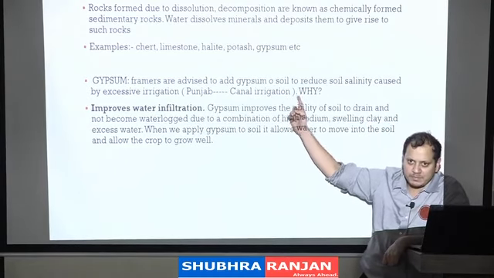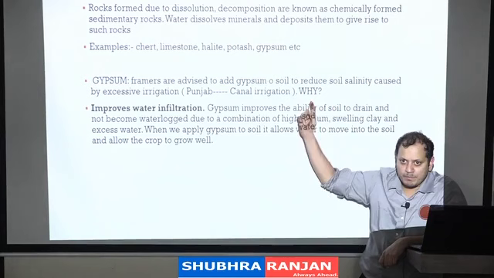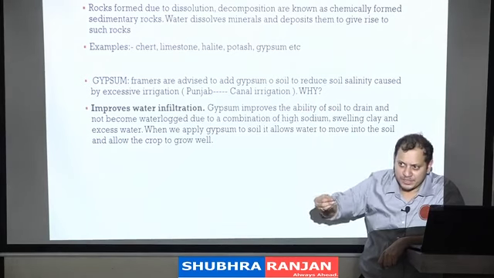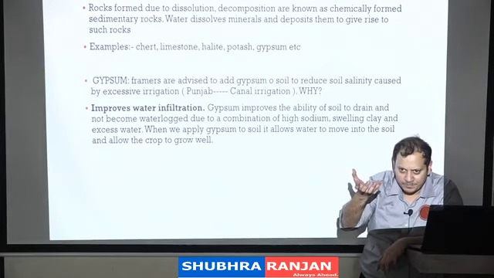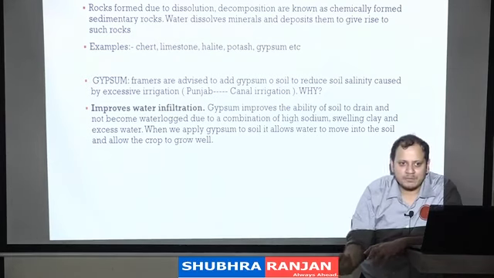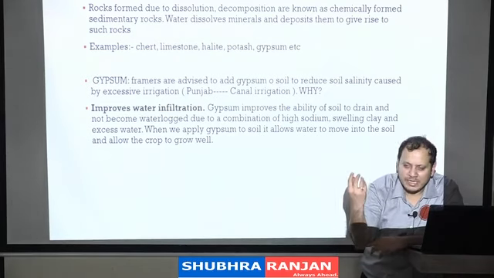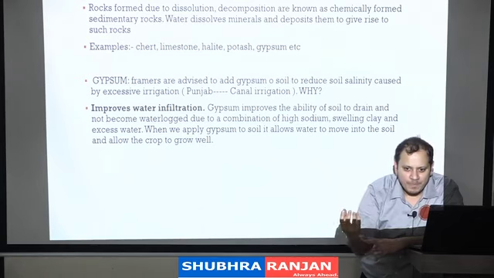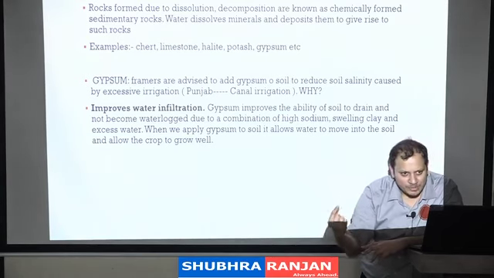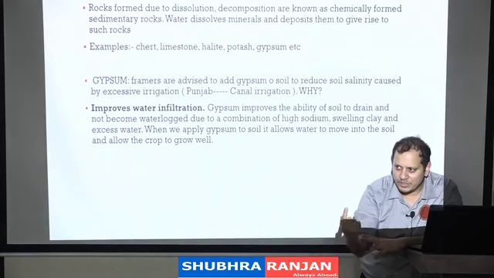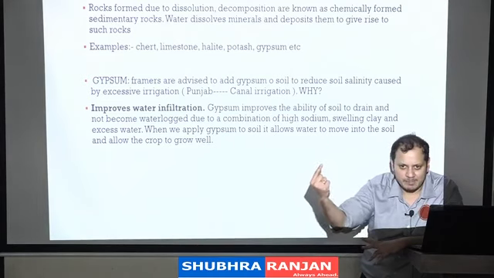Example Punjab, canal irrigation. Why? Because it improves the infiltration. Infiltration means, see, suppose if a salt comes up, sodium, salt means sodium, it will come up due to capillary action. What do you mean by capillary action? That is, surface tension say automatically when any liquid comes on the ground, it is known as a capillary action.